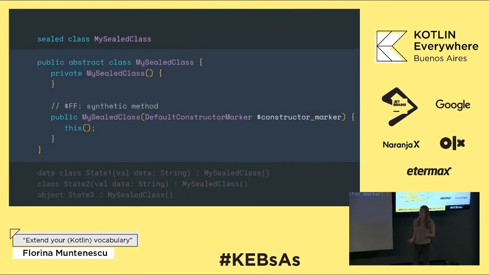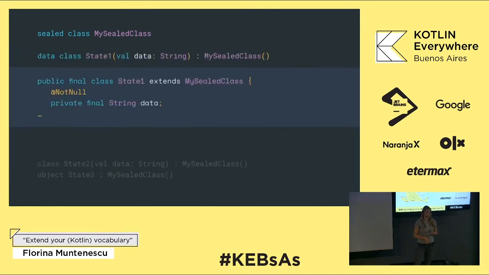So actually, a sealed class, as I said, is an abstract class. But the difference is that it creates a synthetic constructor that gets this default constructor marker. So in case you're wondering what's up with this class, with this default constructor marker, because you probably never used it, that's because you can't use it. This is something that only the Kotlin compiler uses.